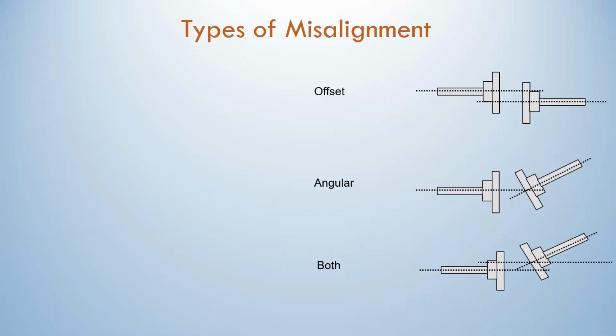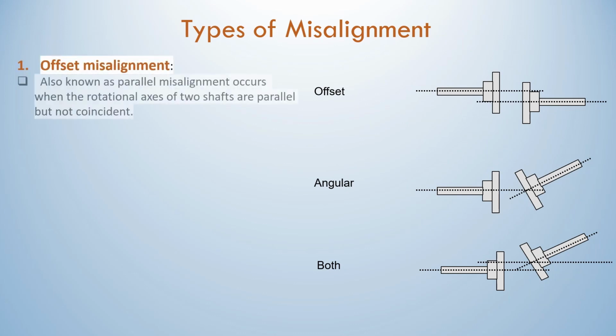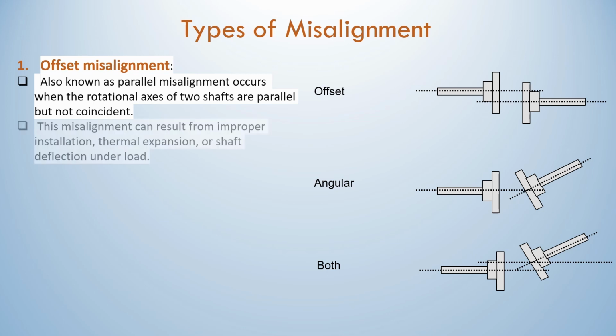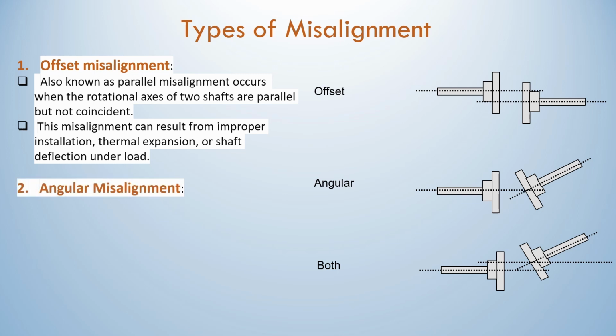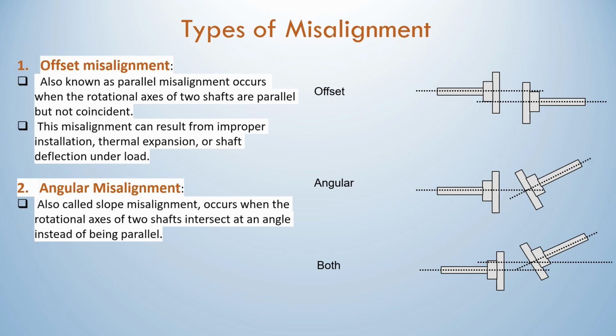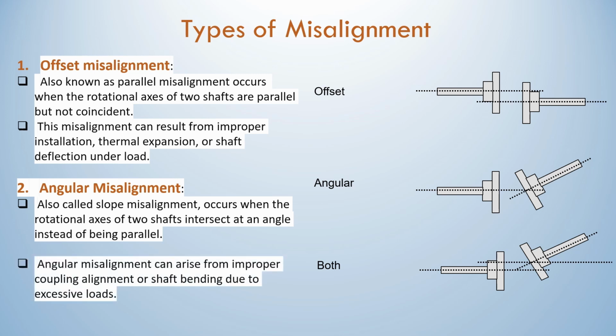Types of misalignment are 1. Offset misalignment, also known as parallel misalignment, occurs when the rotational axes of two shafts are parallel but not coincident. This misalignment can result from improper installation, thermal expansion, or shaft deflection under load. 2. Angular misalignment, also called slope misalignment, occurs when the rotational axes of two shafts intersect at an angle instead of being parallel. Angular misalignment can arise from improper coupling alignment or shaft bending due to excessive loads.